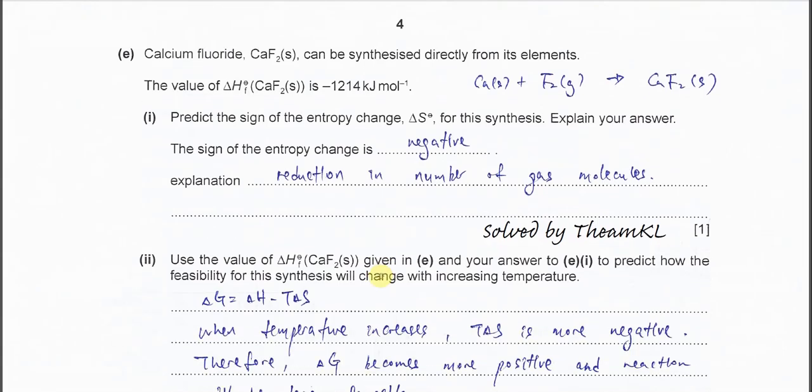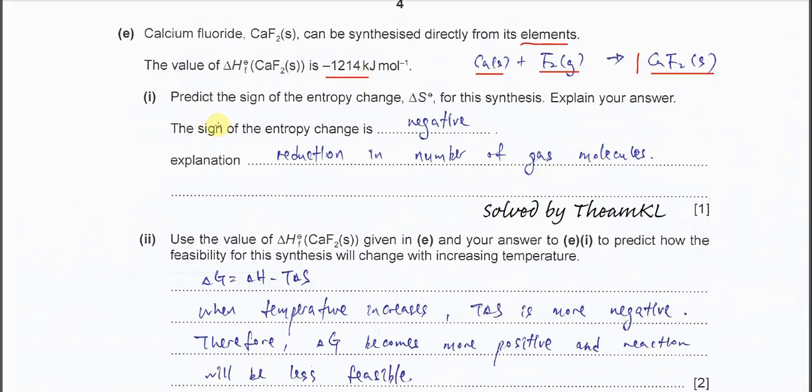Part E. Calcium fluoride can be synthesized directly from its elements. Okay, this is the equation. Calcium fluoride solid forms from its elements, calcium solid and fluorine gas. It must be 1 mole. The value for the delta Hf for this calcium fluoride is negative 1214 kilojoule per mole.